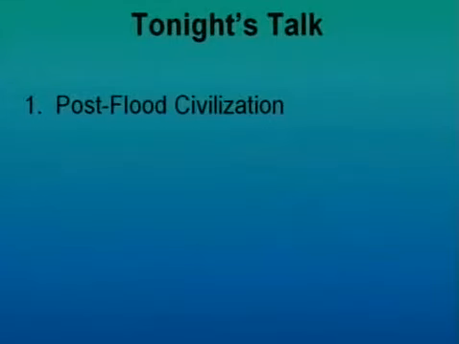But as we move on now, tonight's talk, we're going to be looking at several things. Firstly, post-flood civilization. Because what we're looking at, Genesis chapter 10, is after the flood of Noah and what happened to Noah and his descendants and where those families, those tribes, those clans, where they spread through and migrated in the ancient world. So we're looking at what happened after the flood.